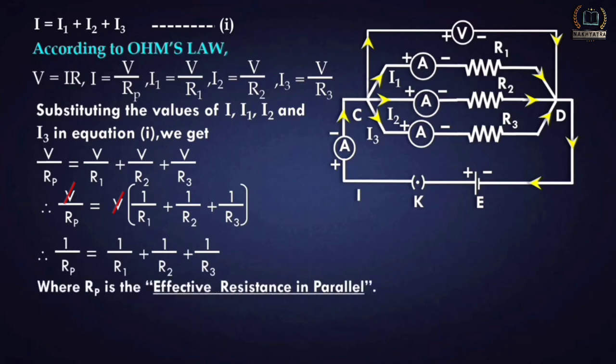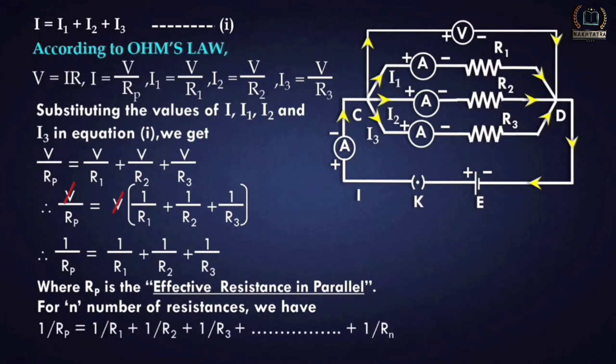So this is a simple mathematical derivation. See here, we get 1 by Rp equal to 1 by R1 plus 1 by R2 plus 1 by R3, where Rp is your effective resistance in parallel. Before it was effective resistance in series. Here, Rp means it is the effective resistance in parallel.